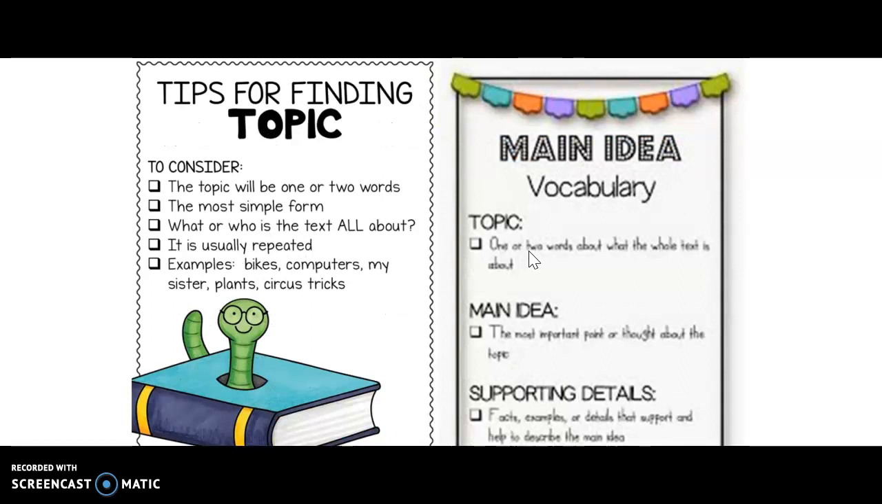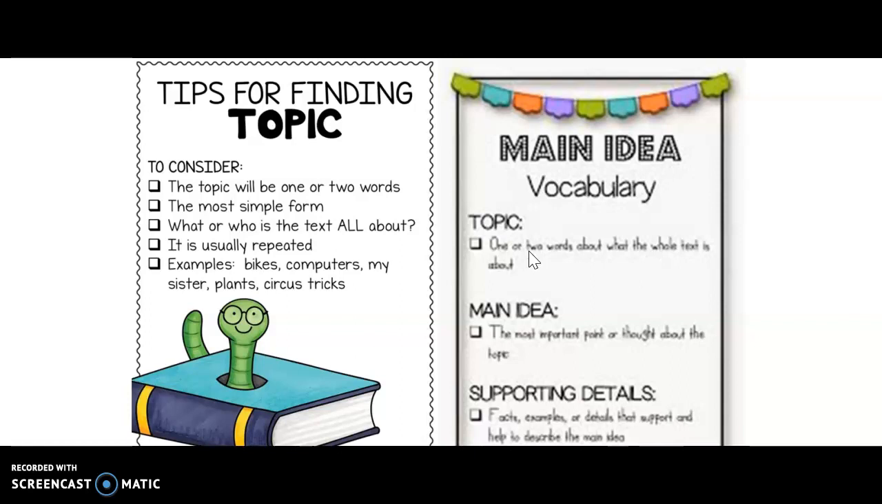Some of the important vocabulary that we need to know are topic, main idea, and supporting details. The topic will usually be 1 or 2 words about what the whole text is about. The main idea is the most important part or thought about the topic. The supporting details are facts, examples, or details that support and help to describe the main idea.